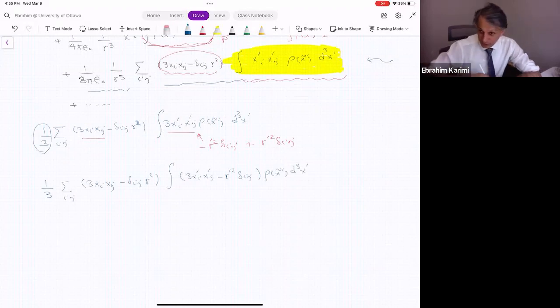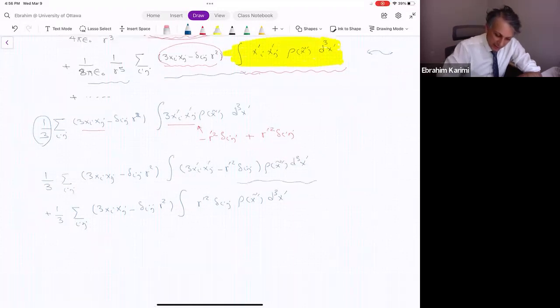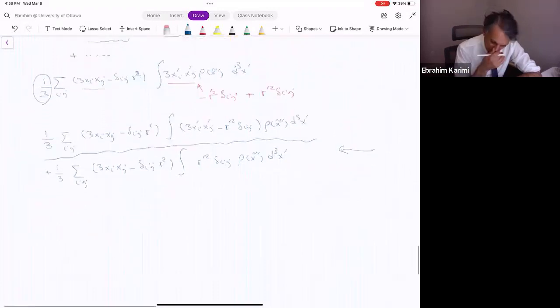But I have an additional term. What is this additional term? Plus 1 divided by 3, summation over ij, of 3x_i x_j minus delta_ij r^2, integral of r prime squared delta_ij, rho of x prime, d3x prime. Do you agree with me, guys? Now, this term is symmetric, as I expected, and I'm happy with that. The only problem that I have is this term, it is an extra. And let's see what the result will be.